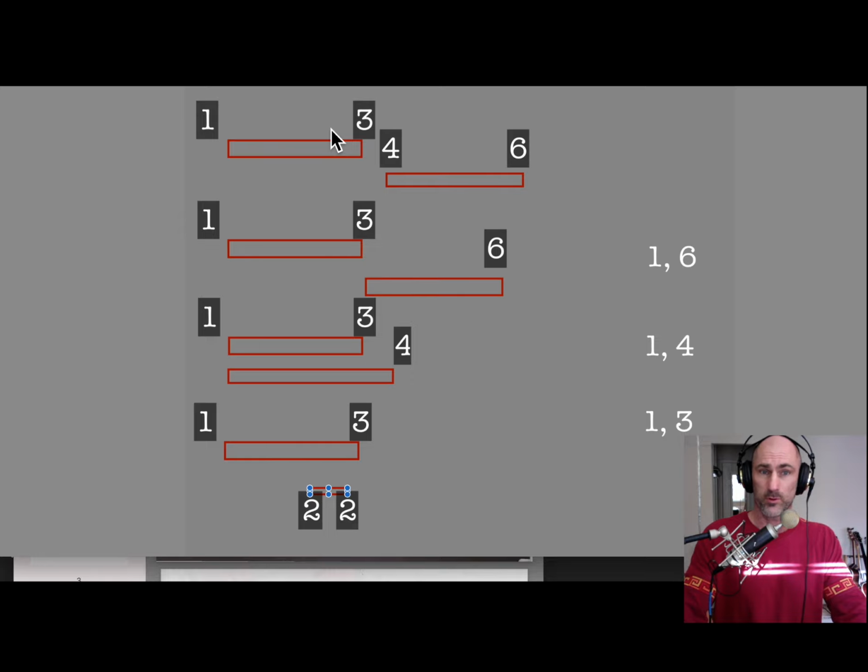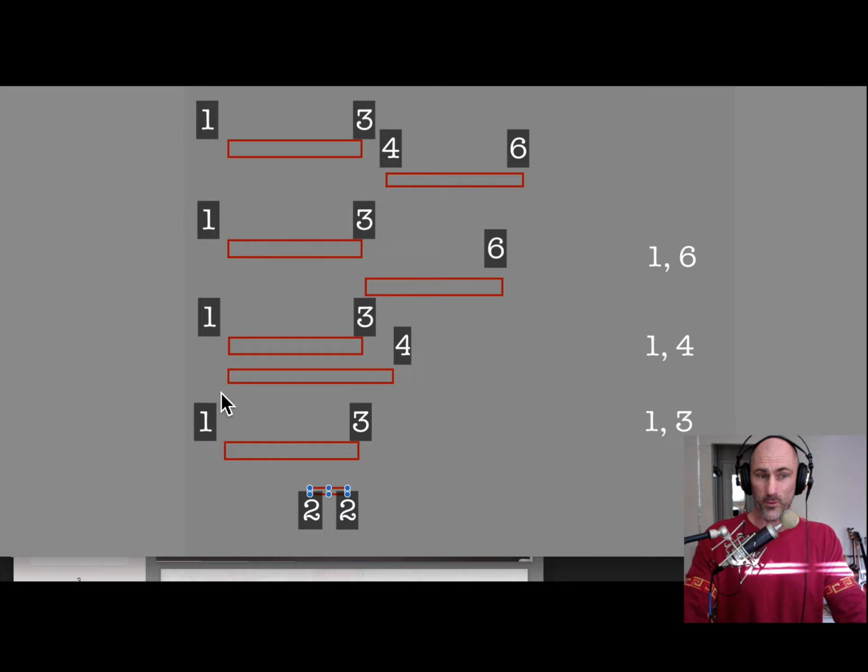We have [1, 3], [4, 6], no overlap, so that gets passed through. There's no merging. The second one, [1, 3], [3, 6], the 3's overlap, and the second interval ends later, so it has a larger end. So we use the start of the first interval and the end of the second interval. In the third example, [1, 3] and [1, 4] have the same start, but the end is different. The end of the second one is 4. So then we merge those. So they do overlap. We'd have [1, 4].